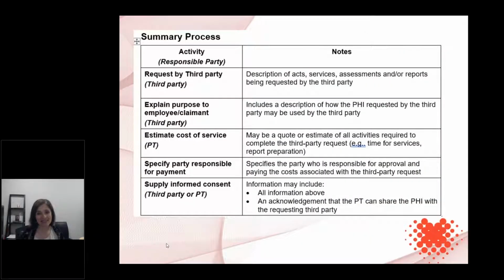So to summarize, this chart is provided in the document. It is triggered by the request, obviously, from the third party. So it should describe the ACT services reports being requested. Then it's critical, and it is the third party's responsibility, to explain the purpose of collecting the information to the employee or claimant. And then there should be a cost estimate of services, what testing would be required, and the costs associated with those. And then it should designate the party responsible for payment, and then supply the informed consent, which is then signed by the patient or claimant.